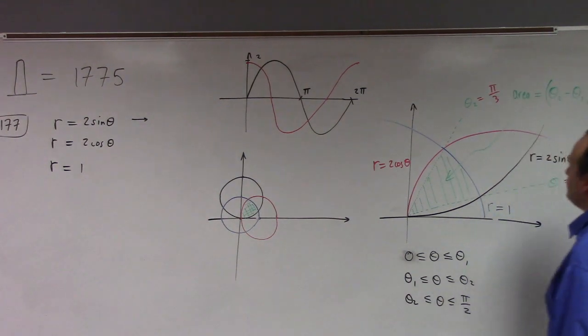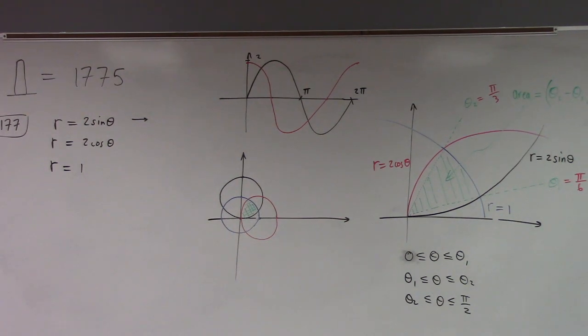Integrate from 0 to pi over 3 the area under the curve of r equals 2 cosine theta, and then subtract the area under the curve of r equals 2 sine theta, and then add the area under the curve r equals 1 from pi over 3 to pi over 6, and subtract the area under the curve r equals 2 sine theta from pi over 3 to pi over 6. Basically, take the first one from 0 to pi over 3, integrate under the red line, subtract the area under the black line, and then integrate under the black and subtract the area under the black line.